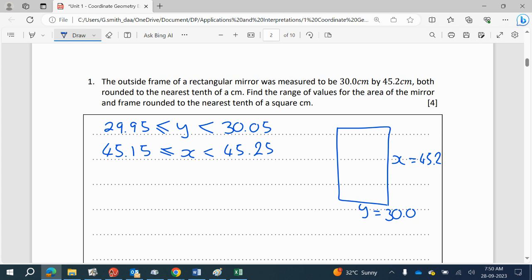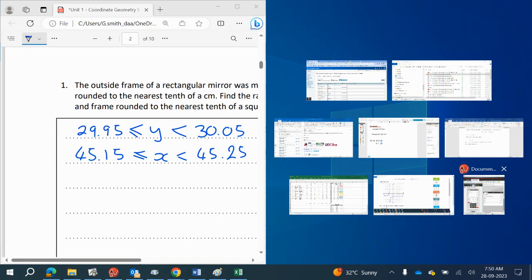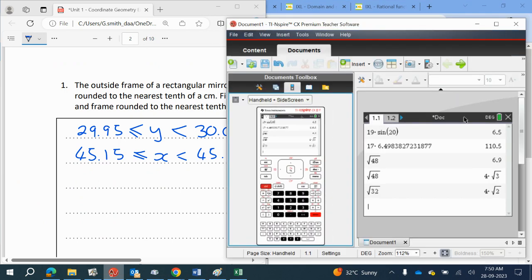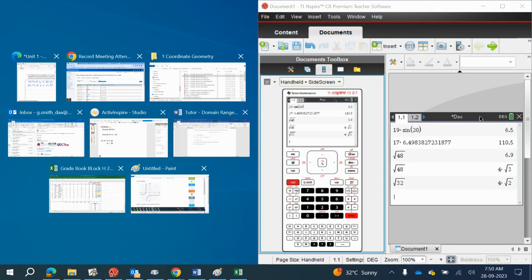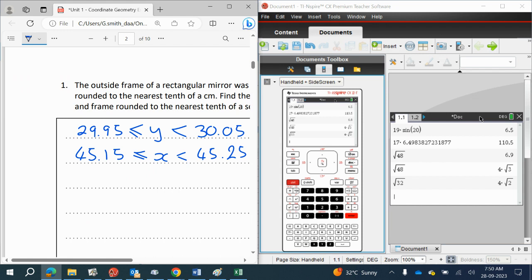Let's pull up our calculator for that one. I swear we didn't do this in class. I will show you in the textbook, and I will show you on the lesson notes that we took. We did this.